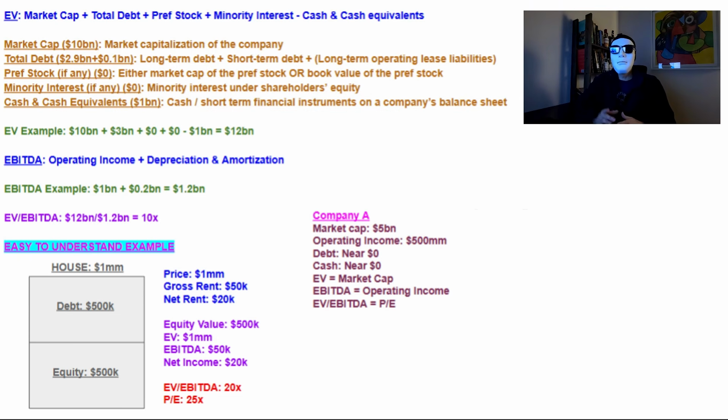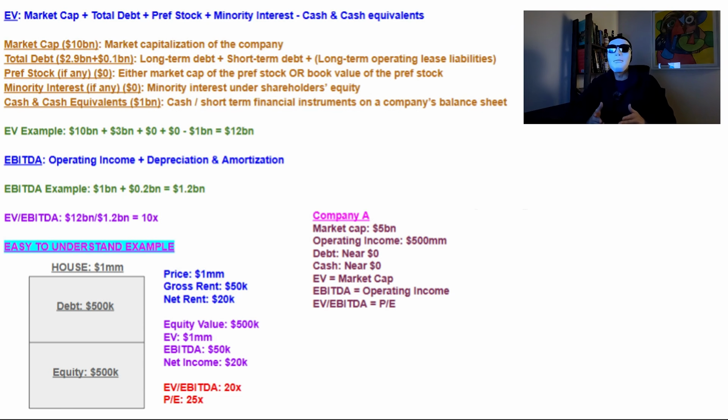For this company, basically, its market cap is almost equivalent, if not exactly the same, to the EV, and its operating income is almost the same as EBITDA. In this case, EV/EBITDA is not really useful. Basically, its PE ratio and EV/EBITDA multiple would pretty much be the same, with some difference taking into account of the taxes.